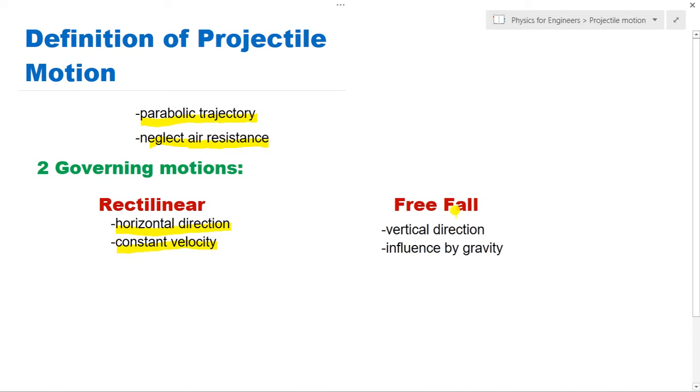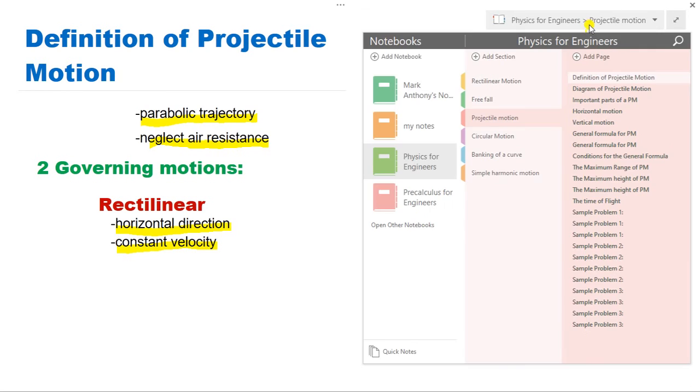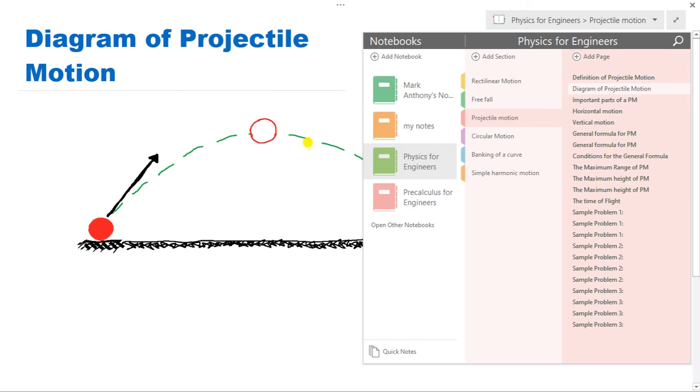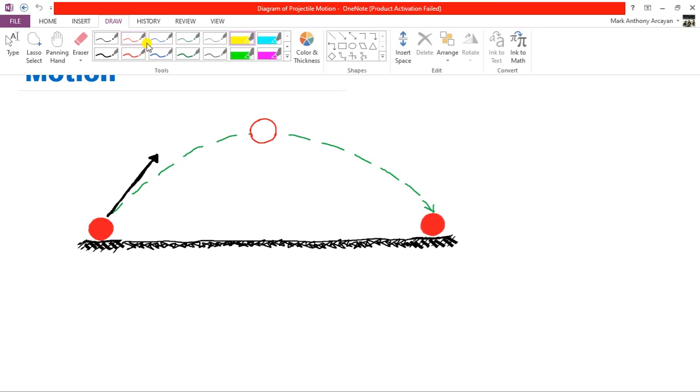And then, we have free fall. Kasi dalawa, di ba? 2D yung projectile motion natin. Therefore, it also travels on the vertical direction. And then, on its vertical direction, since we neglect air resistance, the main factor that influences our motion is gravity. Again, influenced by gravity. So for projectile motion, again class, we merge the rectilinear motion and the free fall motion. So let's go to the diagram in order to visualize the projectile motion.